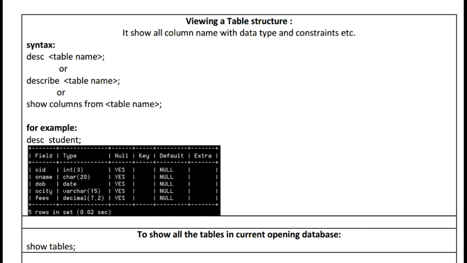So the concept is viewing table structure. This is a very simple thing because we already created a database, we already created a table, we already created constraints and column names, and we already inserted so much data. But after some time we will forget all these things. So with the help of this function we can again see the complete details of our table.